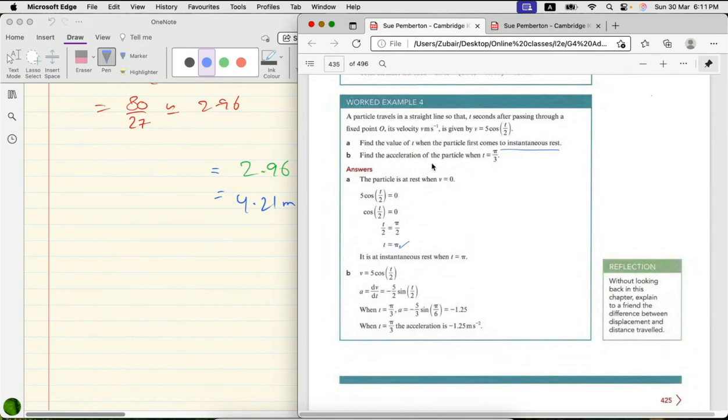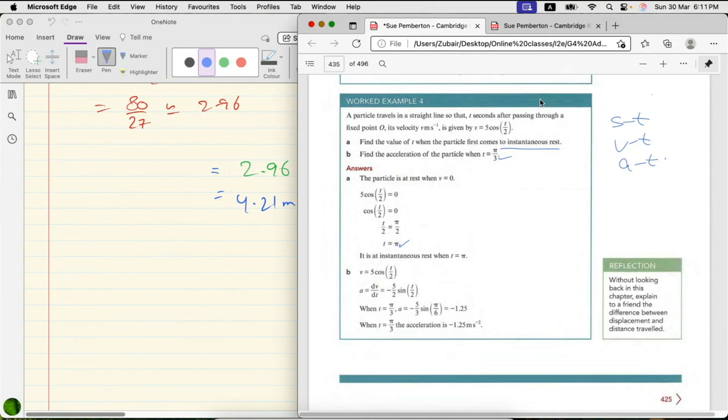And then it says find the acceleration when the particle comes to rest. So displacement, time, velocity, time, acceleration. So we differentiate this: the differentiation of cos is minus sine, and we multiply by the differentiation of the angle, that is 1 by 2. So pi by 2 minus 5 by 2 sine t by 2, and you just substitute pi and get the value.